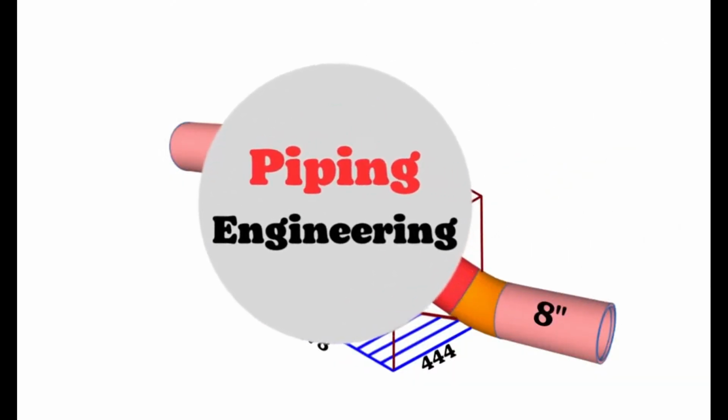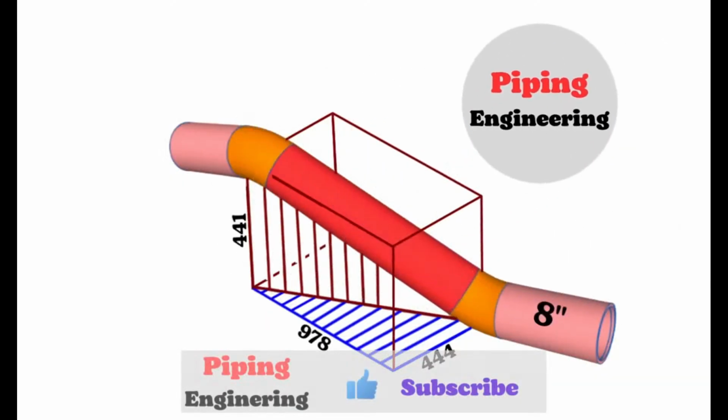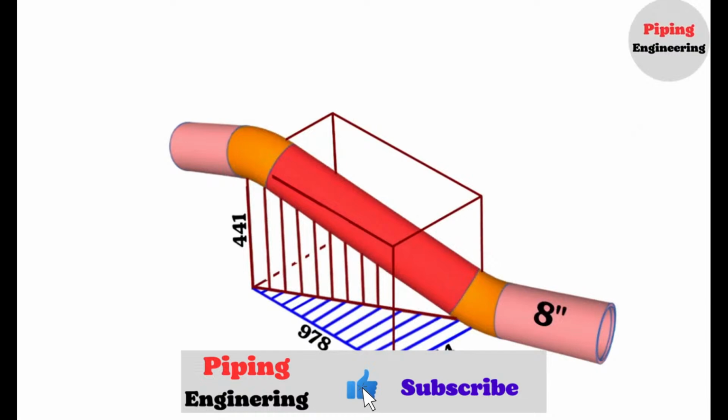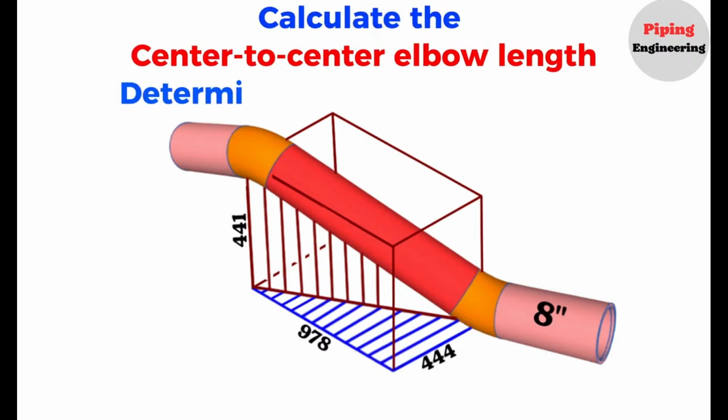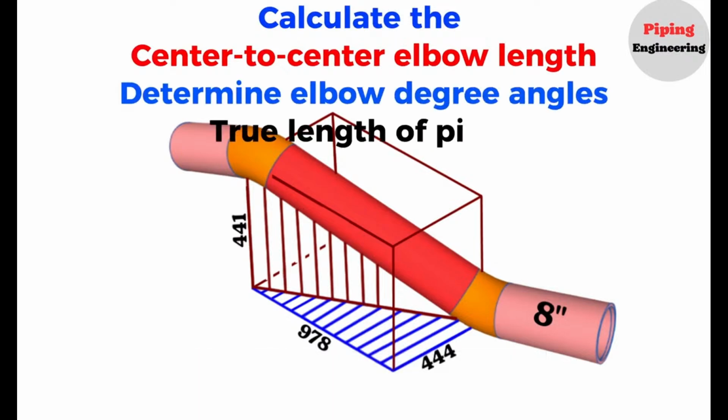Welcome to the Piping Engineering YouTube channel. In today's video, we will learn simple formulas to easily calculate the center-to-center elbow length, determine elbow degree angles, and find the true length of pipes in a double-rolled pipeline.